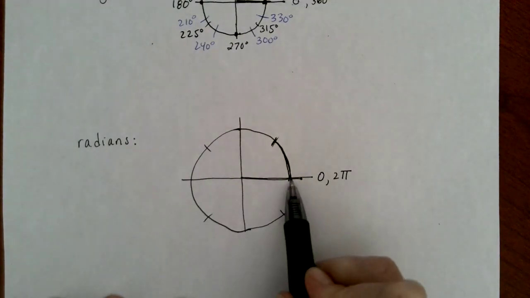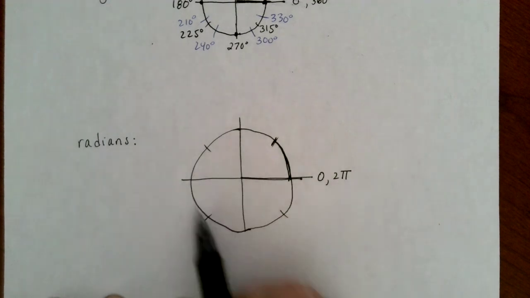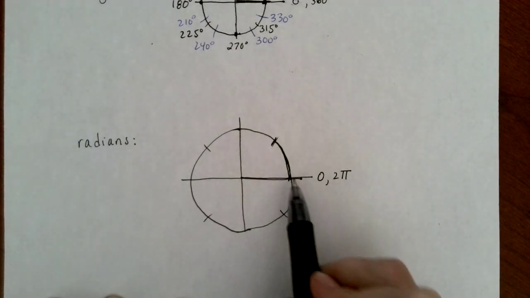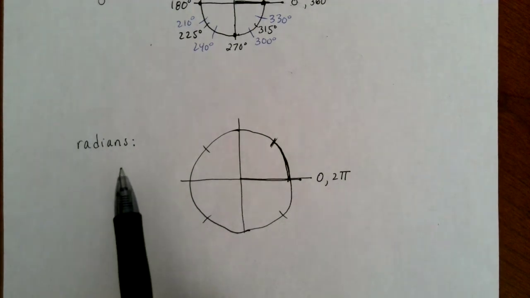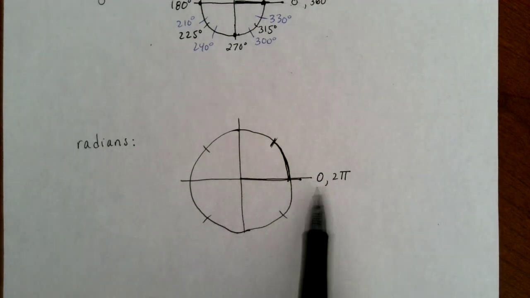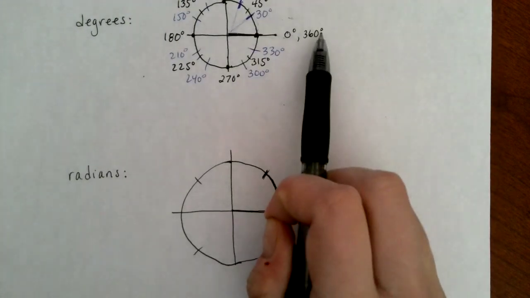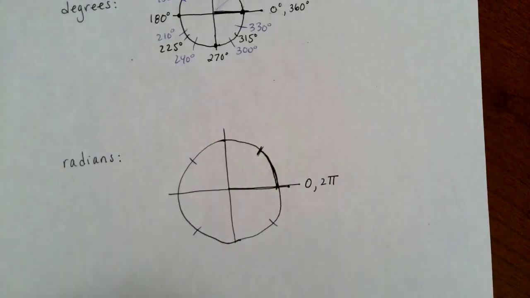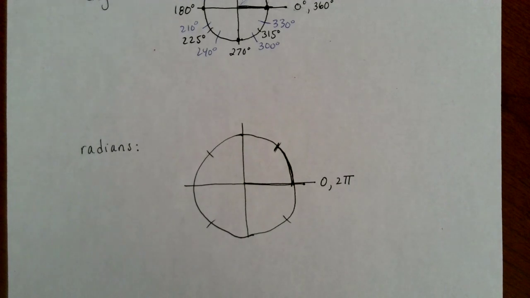So this starting position is 0 radians, or also one loop around, 2 pi radians. Typically, when radians is the unit measure, we actually don't write the units at all. See how this has no symbol with it, whereas this had the little degree symbol. So when there are no units there, we're just going to assume that it's radians. That's the way I'll mark them all the way around here.